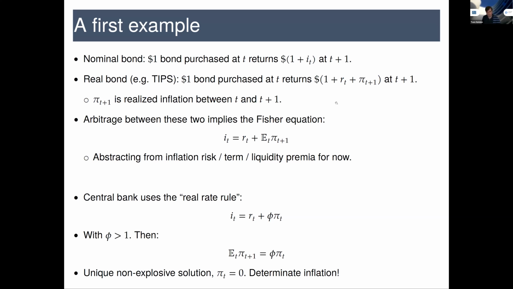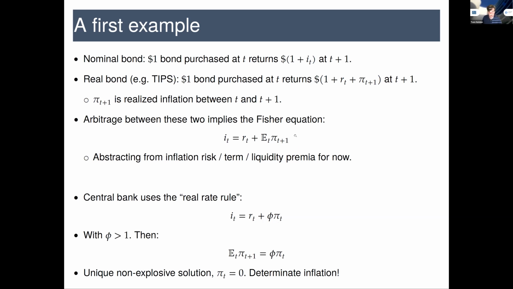And as is standard, if these two bonds are traded in an economy, there's going to be arbitrage between the two. So we get the usual Fisher equation. Okay. So for now, we're abstracting from inflation risk or term liquidity premia. So we have a simple Fisher equation without a risk premium term. And the central bank in this world is going to use what I'm calling a real rate rule. It's going to set nominal rates equal to real rates plus phi times inflation.